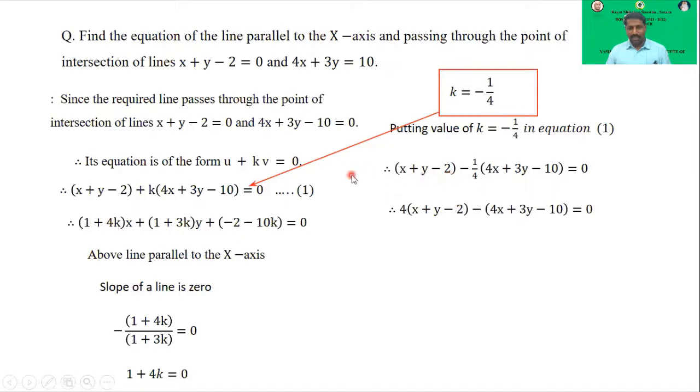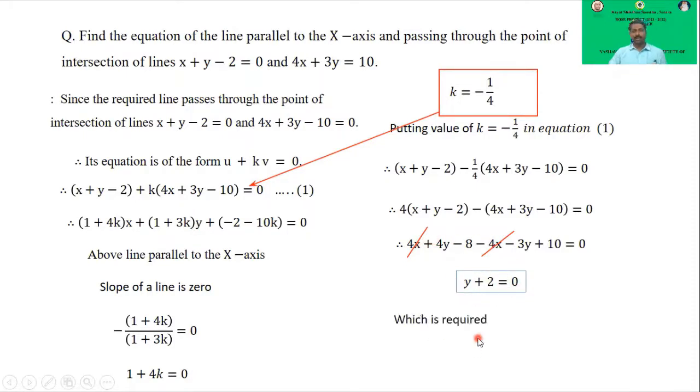So taking LCM, 4 times x plus y minus 2 minus 4x plus 3y minus 10 is equal to 0. So 4x plus 4y minus 8 minus 4x minus 3y plus 10 is equal to 0. So here 4x minus 4x gets cancelled. So here y plus 2 is equal to 0. So this is the line which passes through the point of intersection of these two lines and parallel to x-axis. This line is parallel to x-axis, which is required equation of the line.